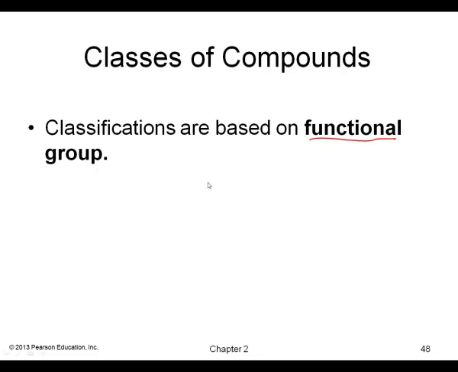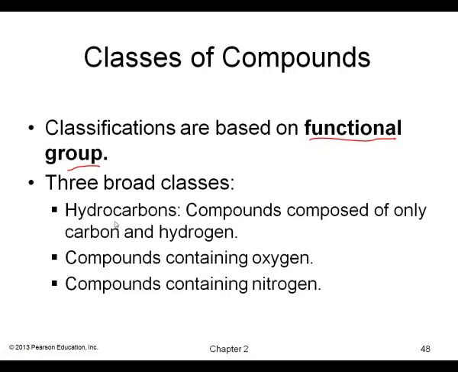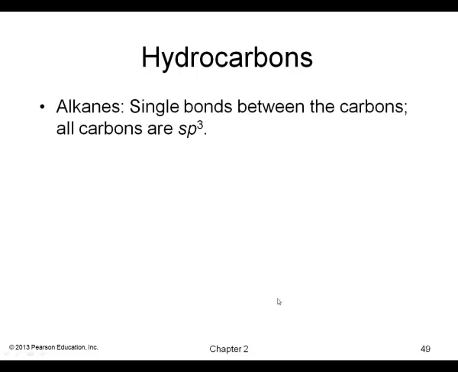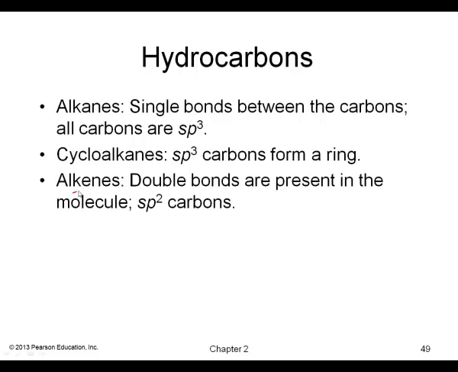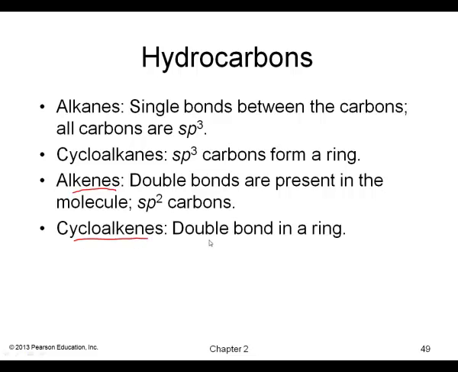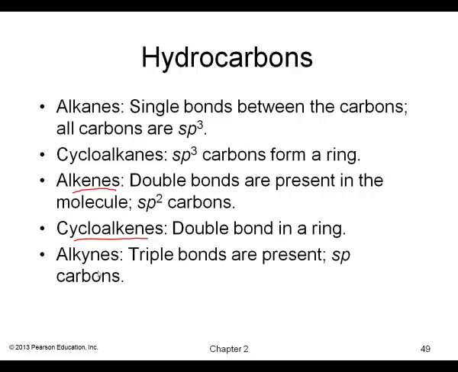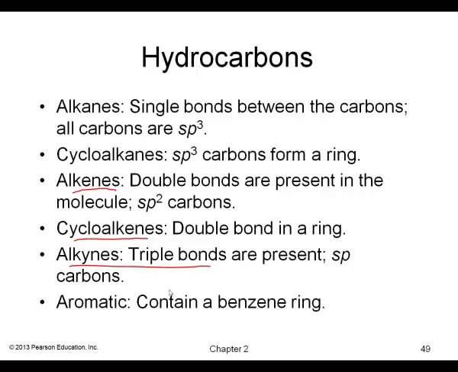Here we have an important discussion on functional groups. Three major classes: hydrocarbons, where these are composed of carbon and hydrogen only; compounds can also contain oxygen and nitrogen. Okay, hydrocarbons can be alkanes, cycloalkanes, which are ring-like structures, alkenes, where we have at least one carbon-carbon double bond, cycloalkenes, where we have a double bond in a ring, alkynes, where we have triple bonds, aromatic, where we have a benzene ring in the molecule.